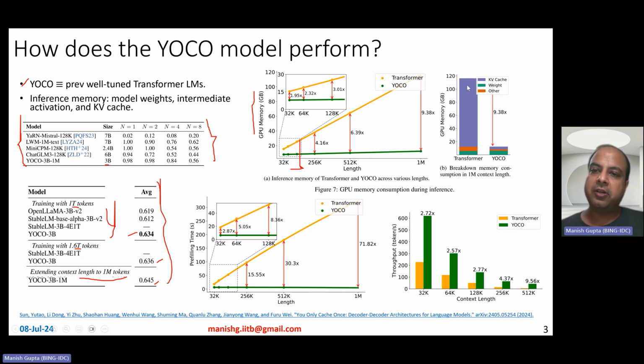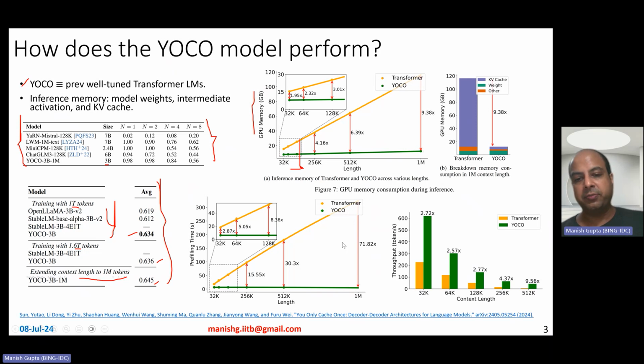So what you observe is that in a typical transformer, a whole bunch of the GPU memory is basically consumed by the key value caches, right? Especially with 1 million sequence lengths. However, for the YOCO model, you can observe that the key value cache size reduces to just that much, right? Which is basically what gives you this 9.38x reduction in the overall memory usage.